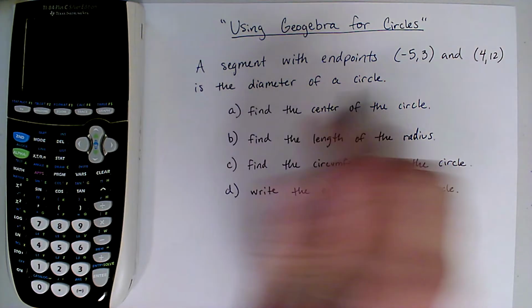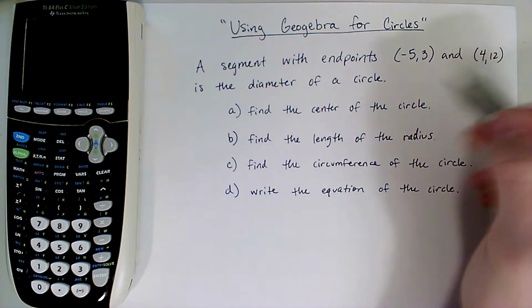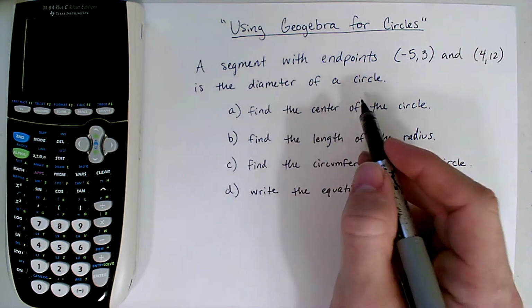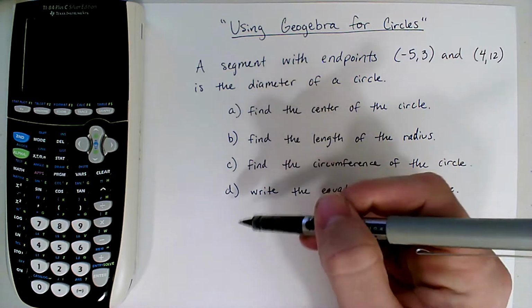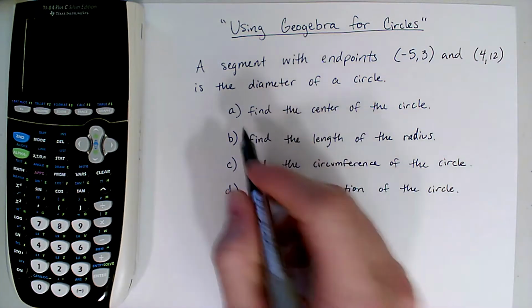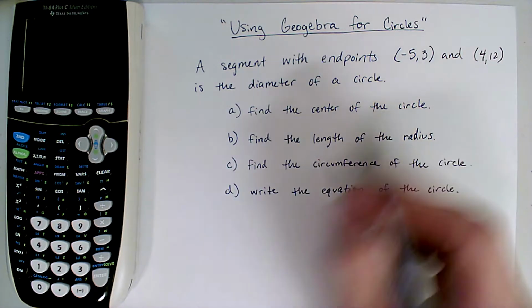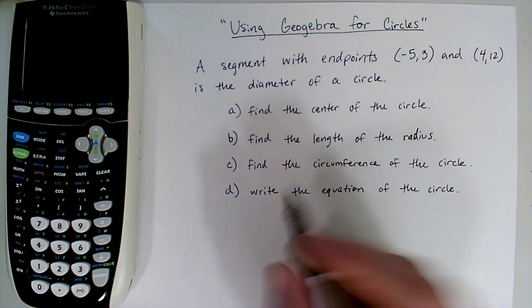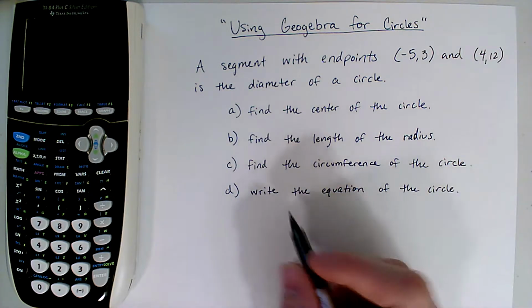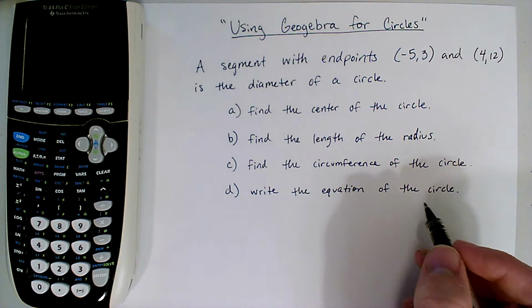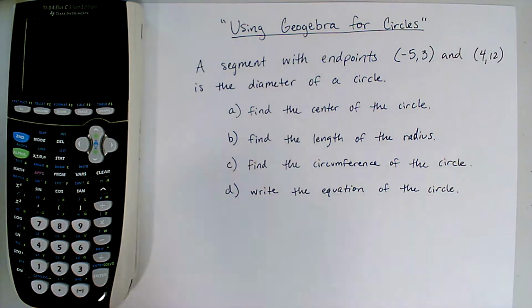It says a segment with endpoints (-5, 3) and (4, 12) is the diameter of a circle. And it's wanting us to go through parts A through D and find each part. It's saying find the center of the circle, find the length of the radius, find the circumference of the circle, and write the equation of the circle. So I'm going to jump over on GeoGebra and show you how to do this.